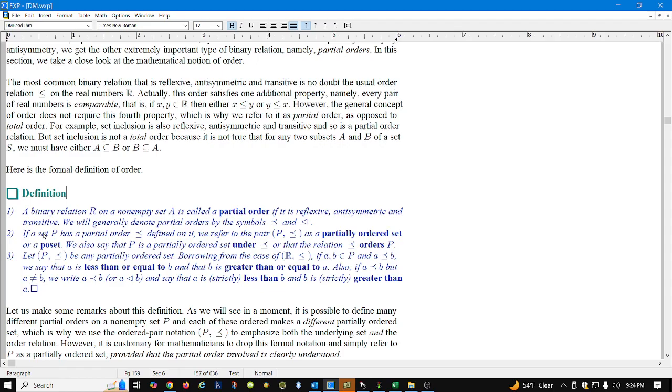If a set P has a partial order defined on it, then this ordered pair, P together with the order, the relation, the partial order, is known as a partially ordered set, or poset in short. Okay. And we would also say that P is partially ordered under this relation, or that the relation orders P.